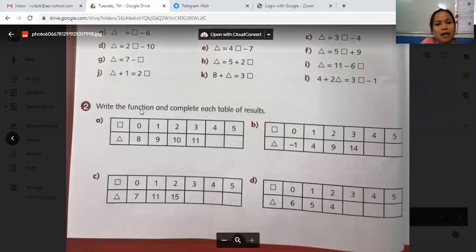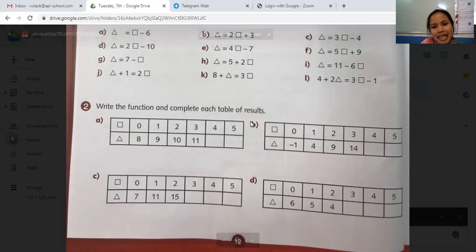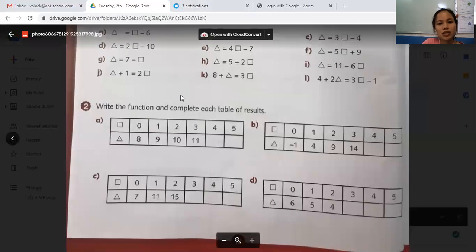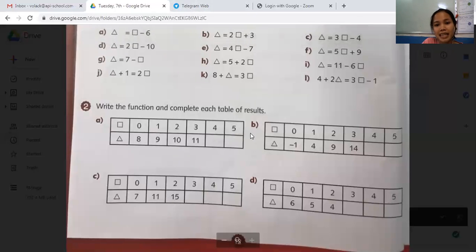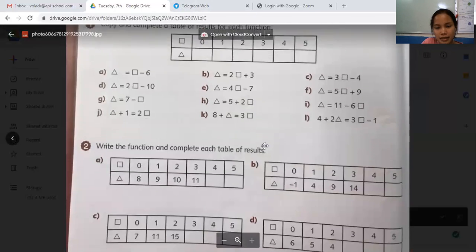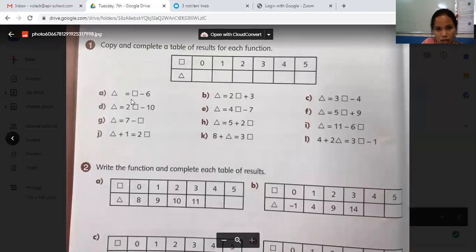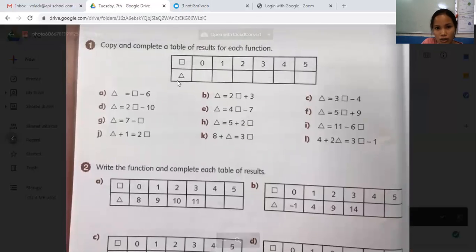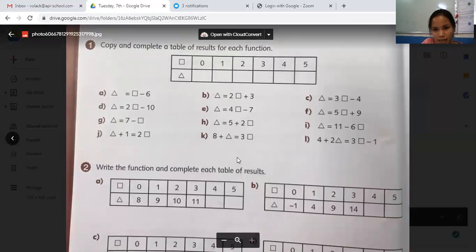Letter B, write the functions and complete each of the table and results. Let me make sure I tell you the correct one. Wait a minute, here it is. Number 2 in here. Oh, I got it. So your job is you need to write the function, meaning the rule, and then complete each of the table. So in this exercise, they give you the functions or rule, and then they ask you to complete the table one by one from A until letter L.